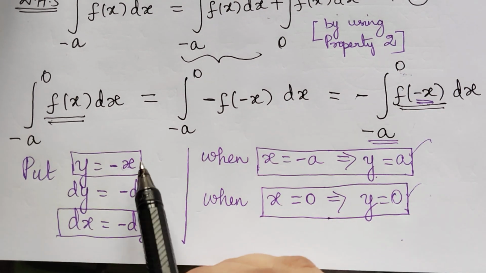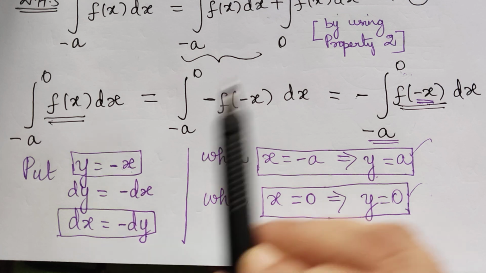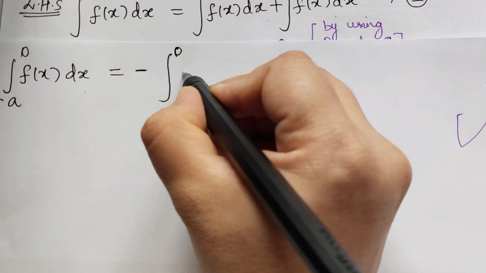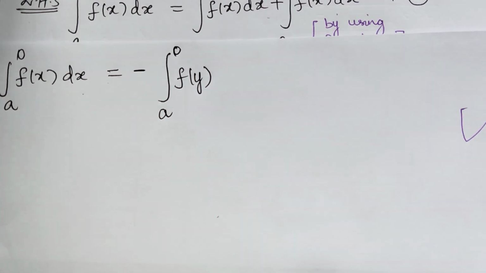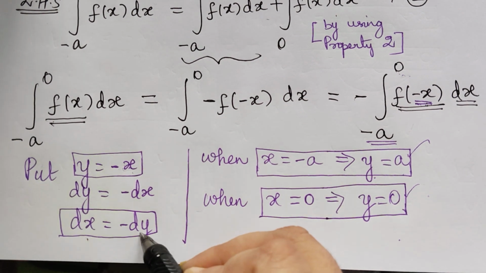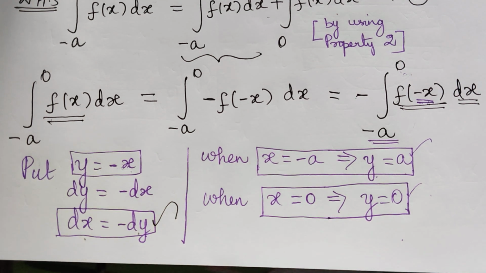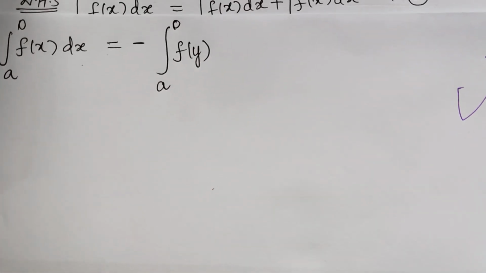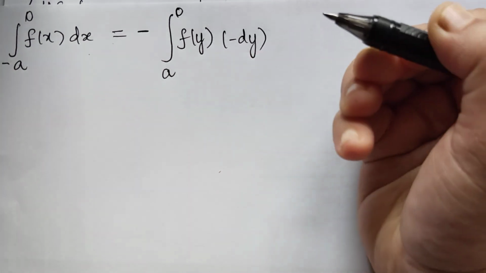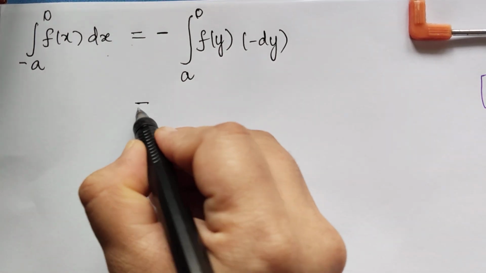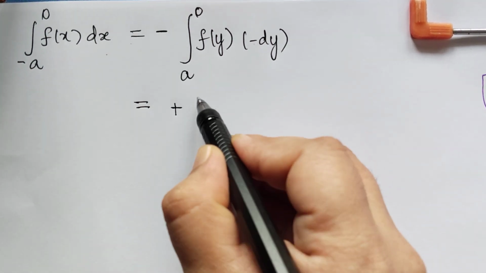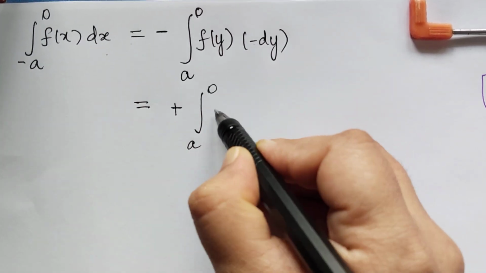What is minus x? We have substituted that as y. So, this will become f of y, multiplied with dx. What is dx? dx is equal to minus dy. So, that we will write as minus dy. So, this will be equal to, now, minus into minus will become plus, integral a to 0 of f of y.